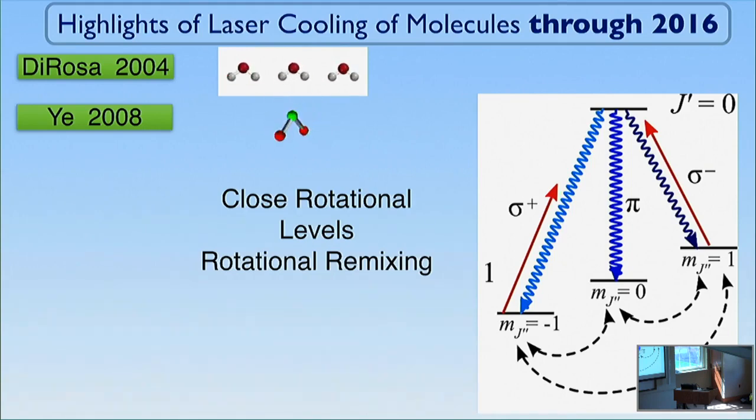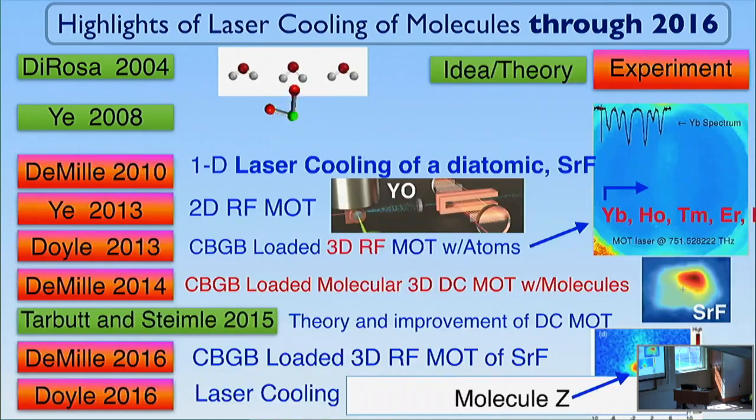And what Ye pointed out is that you can use some kind of field to mix these states and therefore make it less dark. And Dave DeMille followed that up with saying that basically there's lots of different ways you can mix these states with microwaves or magnetic field, so that this dark state problem can be overcome. And then very quickly, DeMille showed 1D laser cooling of strontium monofluoride.